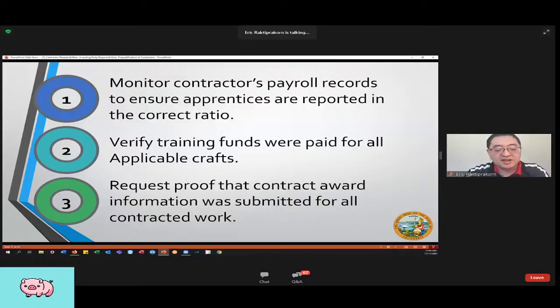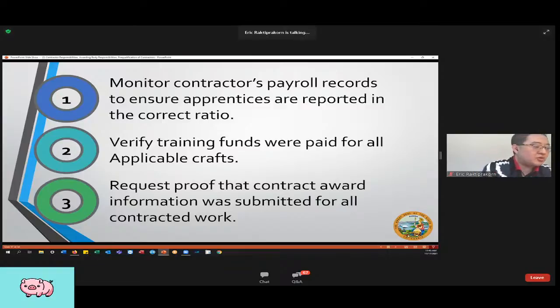We recommend that you do the following because you're jointly and severally liable for penalties assessed against your subcontractor unless you meet safe harbor provisions under Labor Code 1777.7(e). 1 is monitor your contractor's payroll records to ensure apprentices are reported in the correct ratio. 2 is verify training funds were paid for all applicable crafts. And 3, request proof that contract award information was submitted for all contracted work.